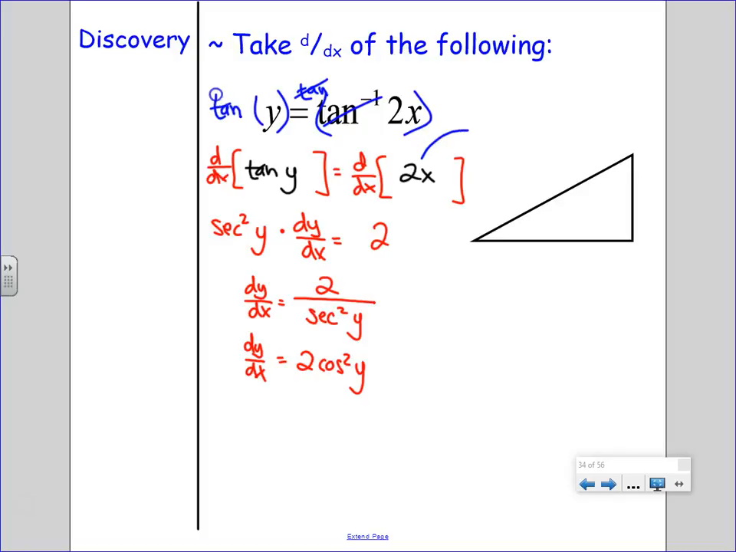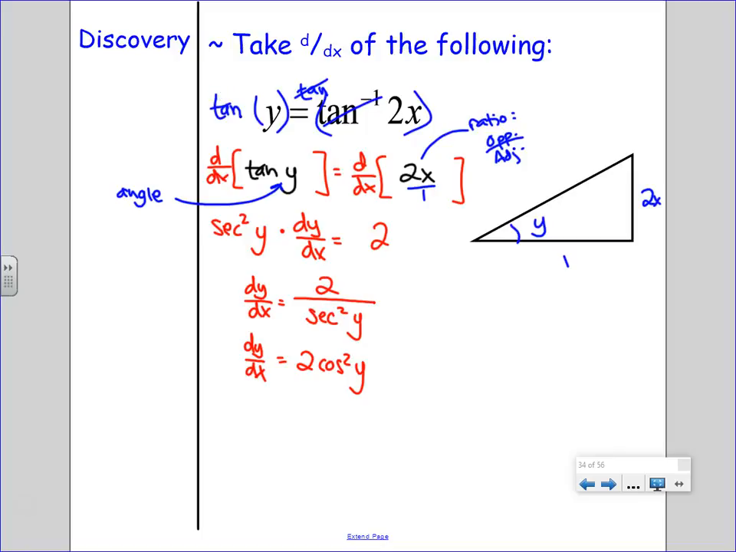remember, tangent of y is the angle, 2x is the ratio. And if it's tangent, question, what ratio does it represent? Opposite over adjacent. But wait a minute, there is no over. Who could I make 2x over? Oh. So I can come over to my little triangle and say, oh, that's right. y is the angle, 2x is the opposite, 1 is the adjacent.